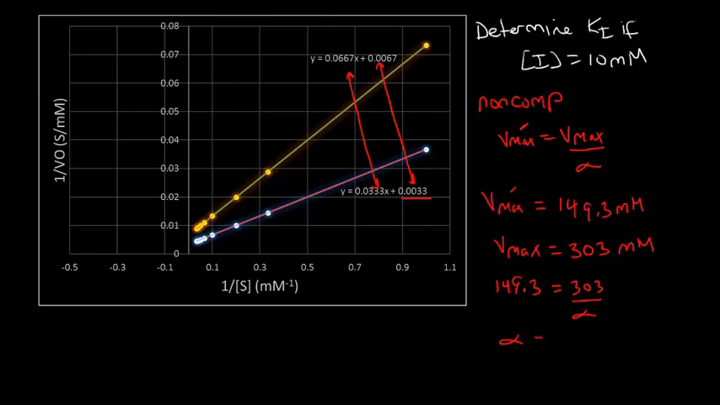Alpha, which is our competition factor, is equal to 2.03. So then 2.03 equals 1 plus the concentration of inhibitor, which is 10 millimolar, divided by Ki. So going through and solving for Ki, we see that it's equal to 9.71 millimolar.